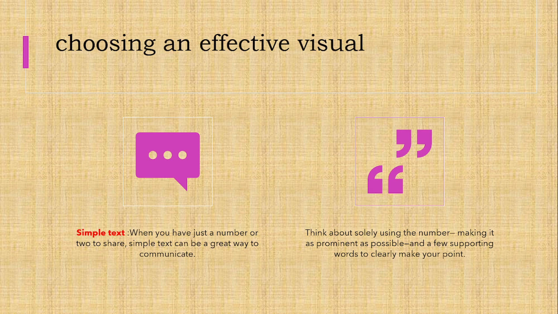I'll start with the first one, which is just simple text. When you have just a number, or two or three numbers to share, simple text can be a great way to do this. It is not a must to use all the other types of charts, like bar charts, tables, scatter plots, pie charts, and histograms. You can just represent your data using simple text.